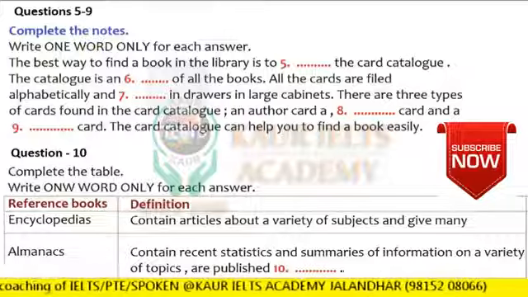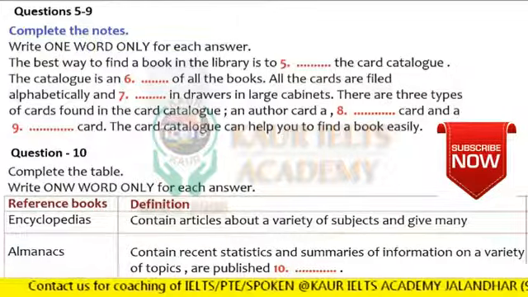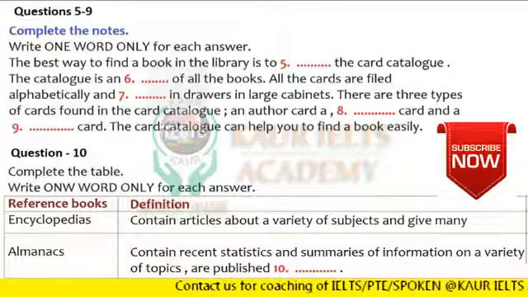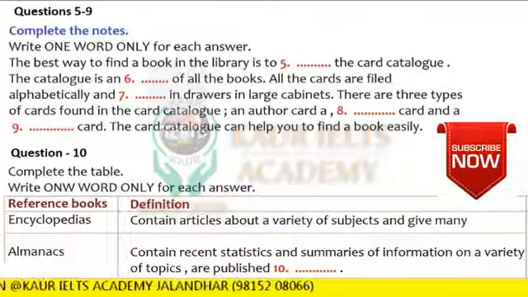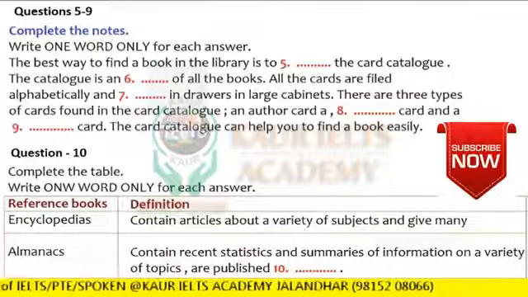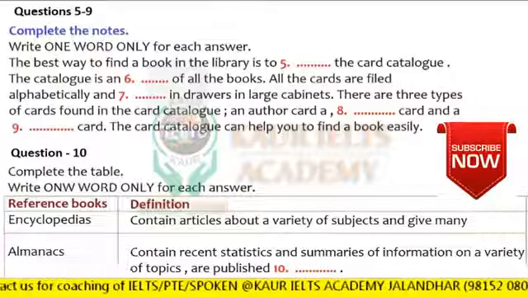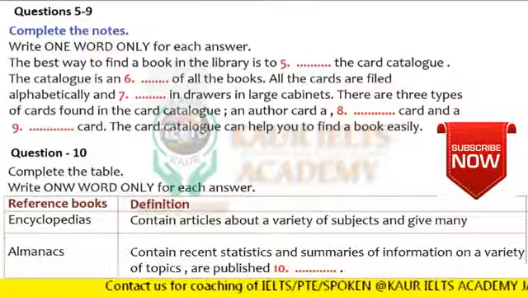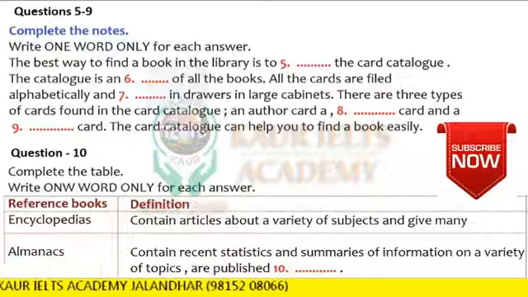Indexes are alphabetical lists of names, titles and subjects that tell where information about each can be found in other publications. For example, the Reader's Guide to Periodical Literature can help you find magazine articles that have been published about a particular subject.